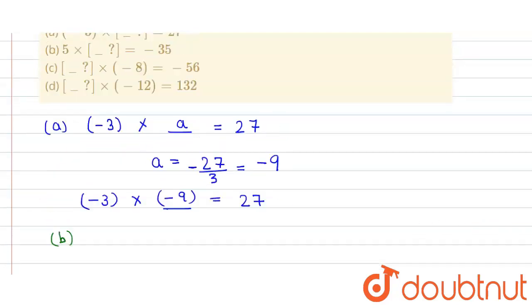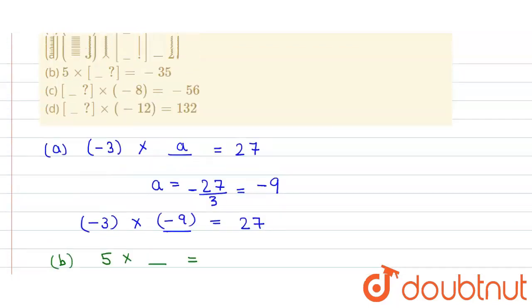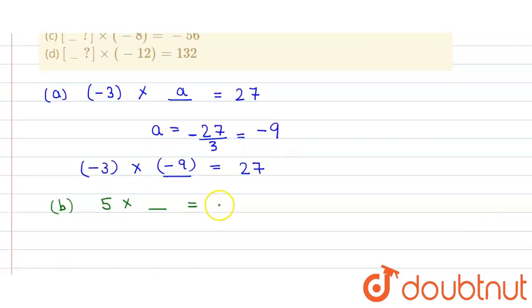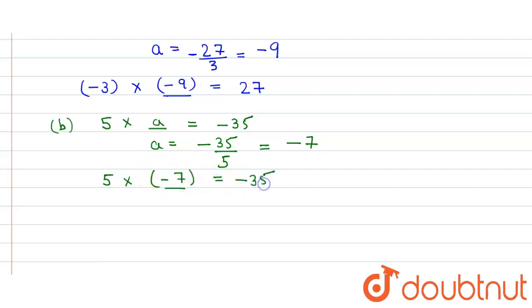So in the B part, it is 5 into dash is equals to minus 35. So similarly we take that to be a, and so a will be equals to minus 35 divided by 5, and that will be equals to minus 7. So here the answer will be 5 into minus 7, that will give us minus 35.